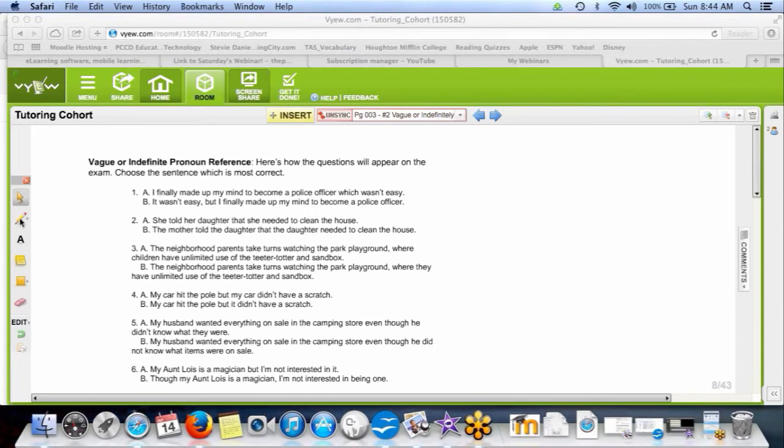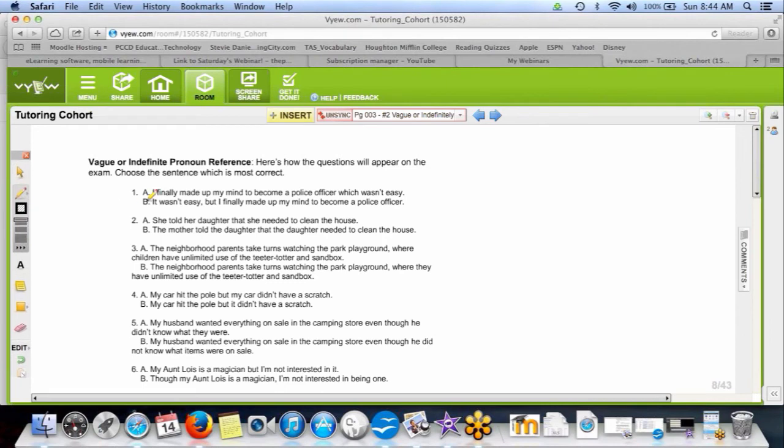Number 1. You should have put B. Okay, even though what we have here is we got rid of which is more confusing because I don't know. I finally made up my mind to become a police officer, which wasn't easy. Well, which? Making up your mind, was that hard? Or becoming a police officer, is that not easy? Okay, so it wasn't easy.